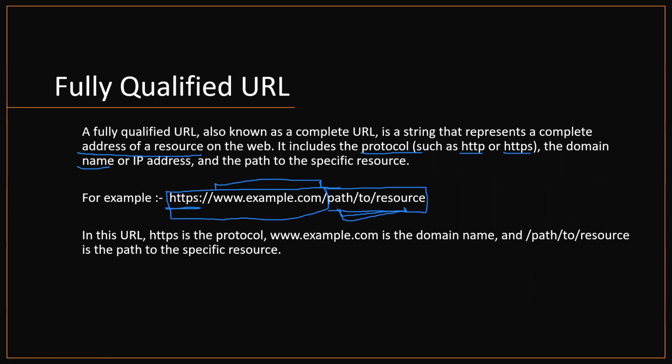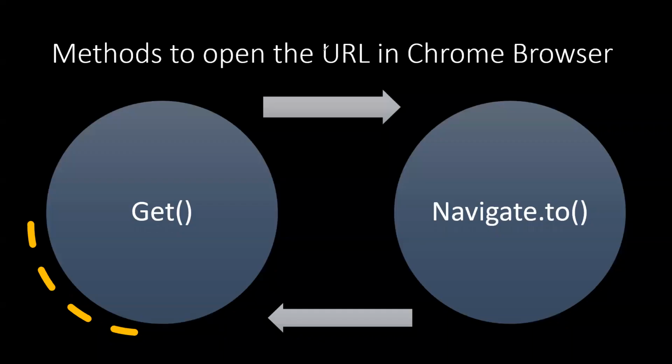So we discussed navigation, one of the classes. But there is one more method which we use more frequently as compared to navigation, which is known as get. So there are two methods basically by which you can open the URL in the Chrome browser. The first method is the get method, and the second method is the navigation class method known as to.